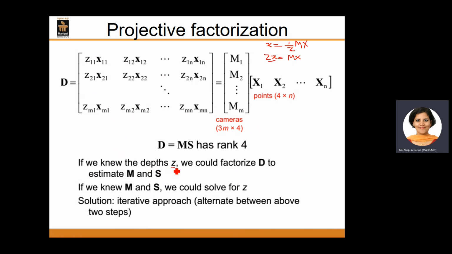So if we know the depths z, then we could factorize D into M and S, right? Now, if we knew M and S, then we could solve for z, right? We can solve for this z over here. So what we do is keep doing an iterative approach. That means we first assume certain initial values for z as well as M and S. With the initial values of z, we try to factorize D to estimate M and S, and from that estimate we try to solve for z, and again from that value of z we estimate M and S, and we do this iteratively, such that the error keeps reducing. So this kind of iterative approach is used when you are going ahead with the factorization approach.